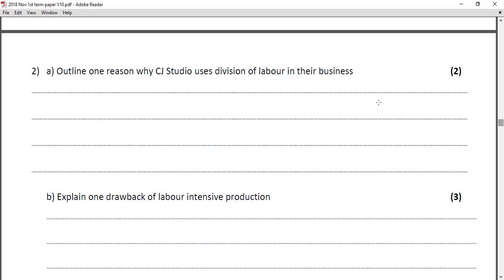Chris handles the photographic production. Johnny handles the administration work. So if you write like that, you can get 2 out of 2.